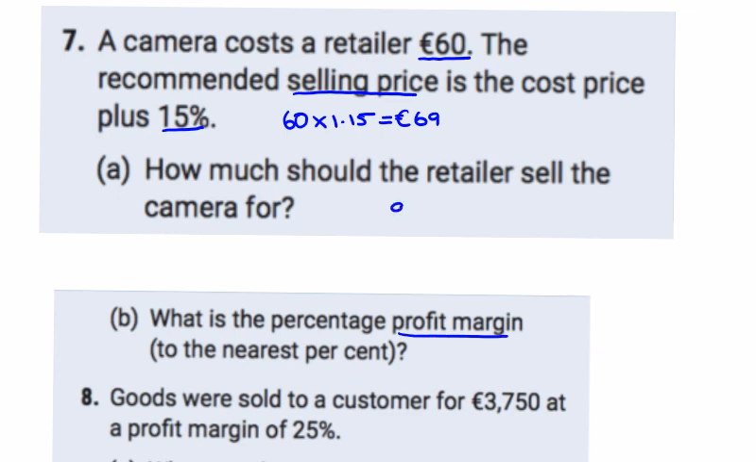is the profit, which is 9, over what they sell it for, which is 69, times 100. 9 over 69 times 100 gives 13.04%, and to the nearest percent will be 13%.